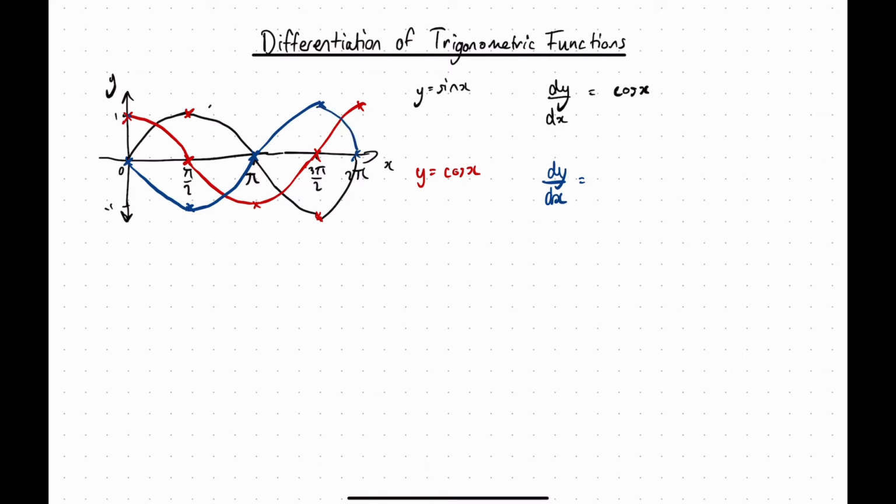So, what does that remind you of? It's negative sine x. Sine x just flipped in the x-axis. So dy by dx, when y is cos x, is minus sine x. So sine differentiates to cos, but cos differentiates to minus sine x.